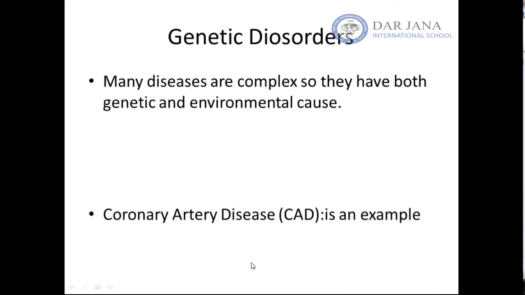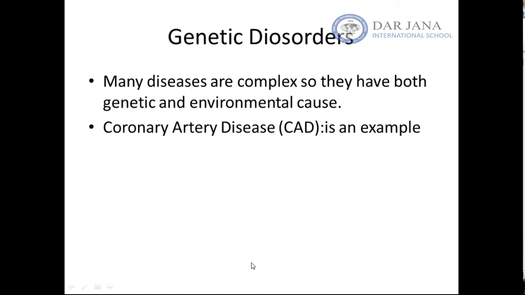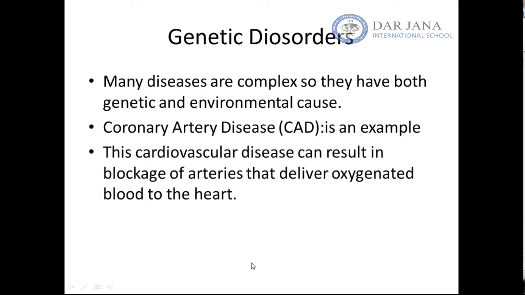Now, many diseases are complex, so that they have both genetic and environmental causes, like coronary artery disease or CAD. This disease is not caused only by a genetic disorder. It also has another environmental cause. Let's talk about it. This disease is a cardiovascular disease. So, cardio, it takes place in the heart, vascular, in the vessels of the heart. So, it is a cardiovascular disease.